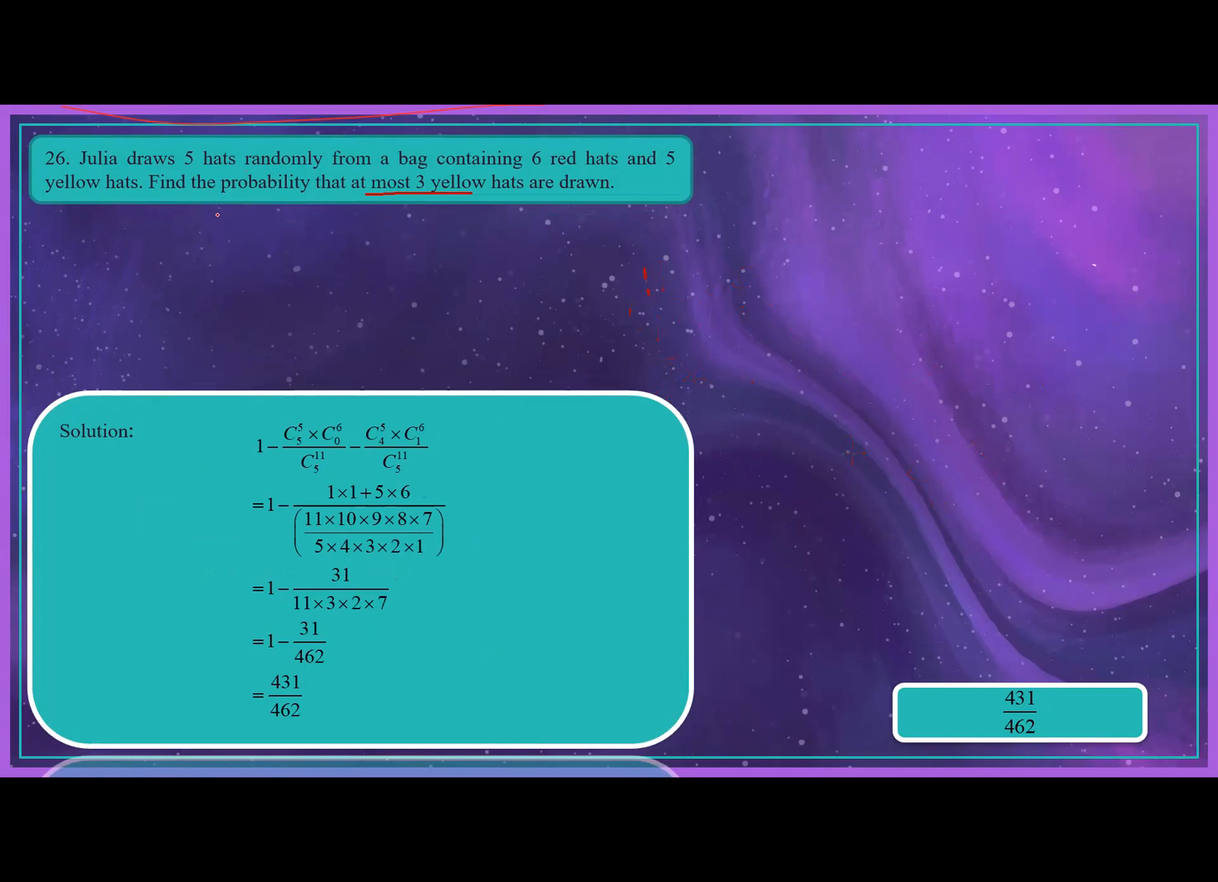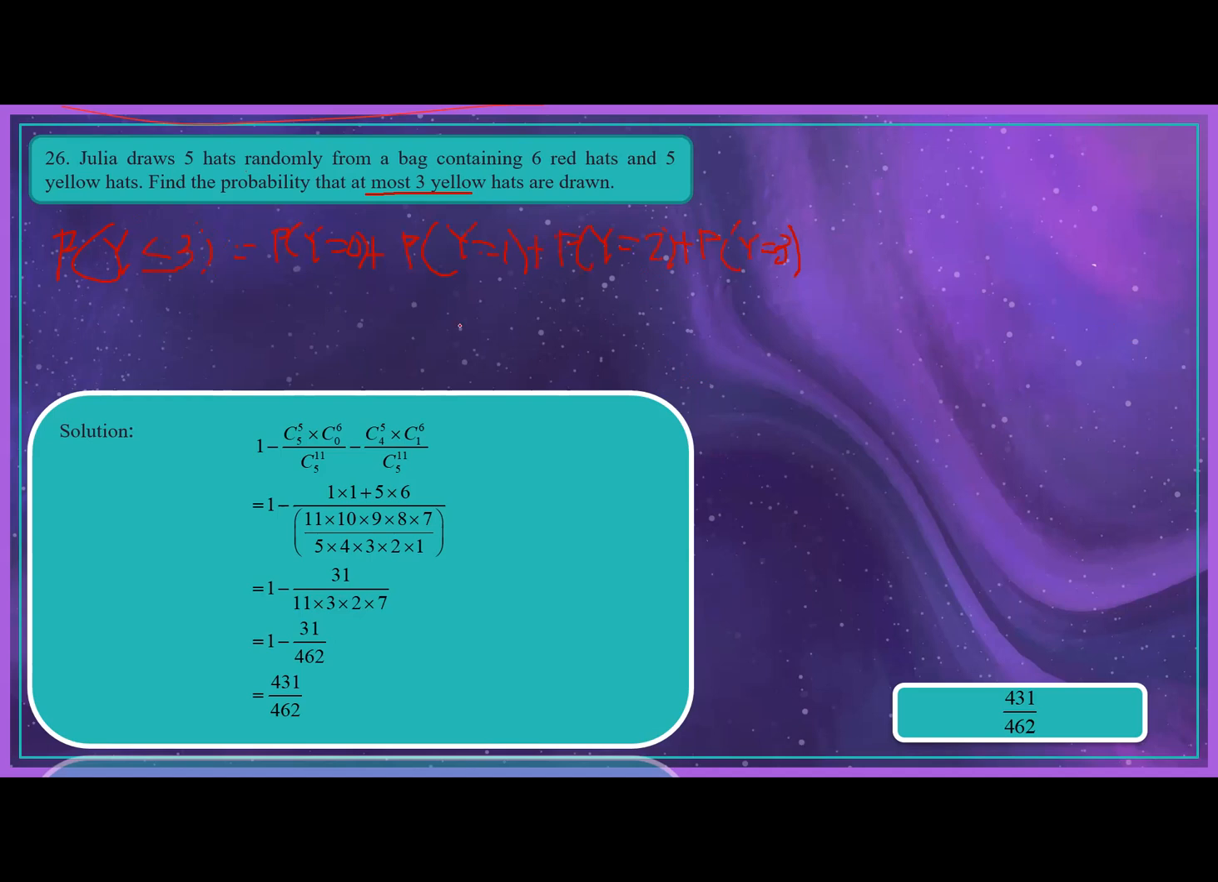So if you have at most, it means yellow should be less than or equal to 3. So it means when yellow is equal to 0, plus when yellow is equal to 1, plus when yellow is equal to 2, plus when yellow is equal to 3, right? So this takes a lot of time.